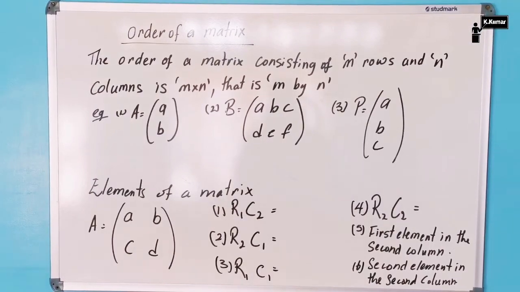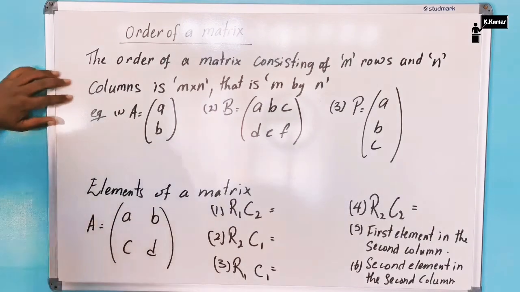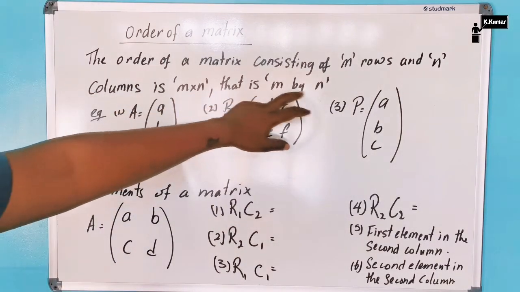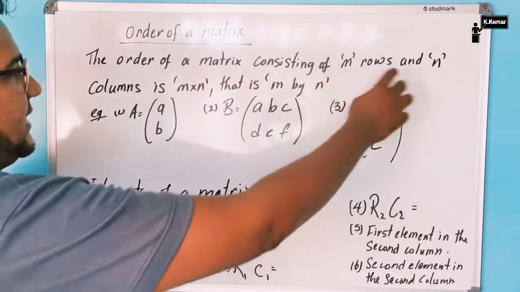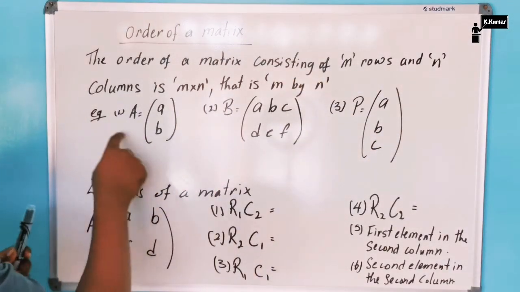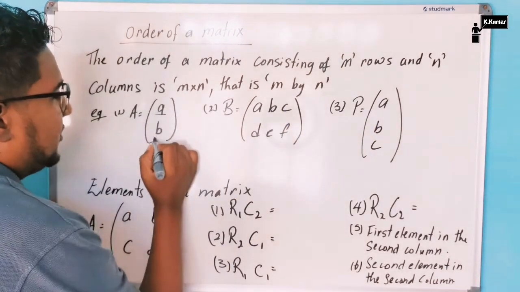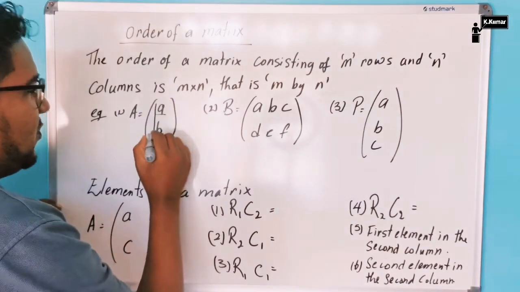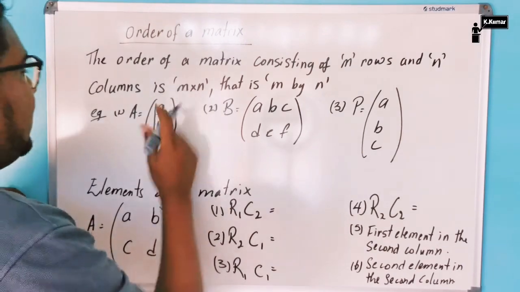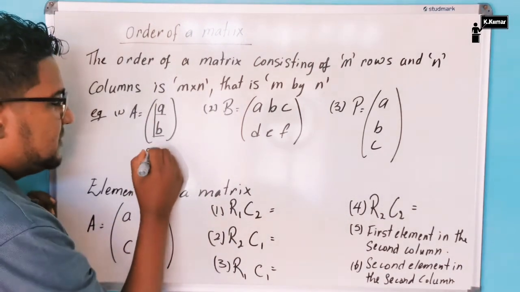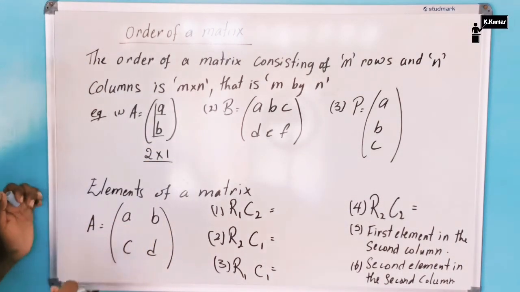The next thing we have to look at is the order of a matrix. The order of a matrix consisting of m rows and n columns is m by n. So you say it as m by n. So m is rows and n is columns. So let's look at these 3 here. So if you look here, we have 1 row, 2 rows, but we have 1 column. So it's m rows and n columns. How many rows do we have? We have 2 rows, and how many columns do we have? 1. So this is a 2x1 matrix.